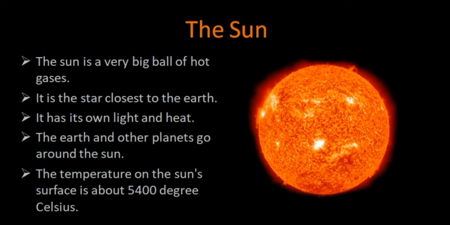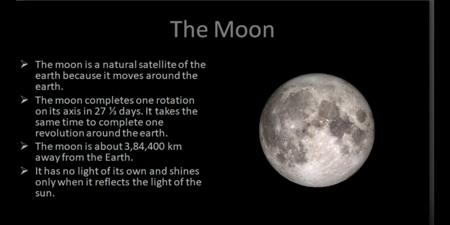And on a very hot day, the temperature may go up to 50 degrees Celsius. Now let's learn about the moon. The moon is a natural satellite of the earth because it moves around the earth. The moon completes one rotation on its axis in 27 1/3 days, and it takes the same time, around 27 1/3 days, to complete one revolution around the earth.